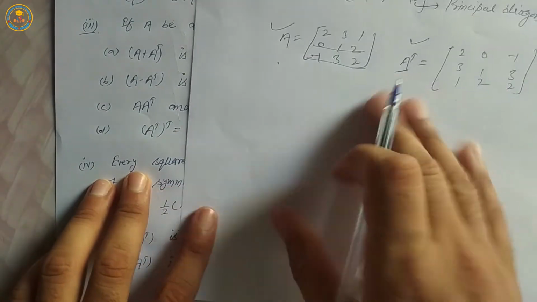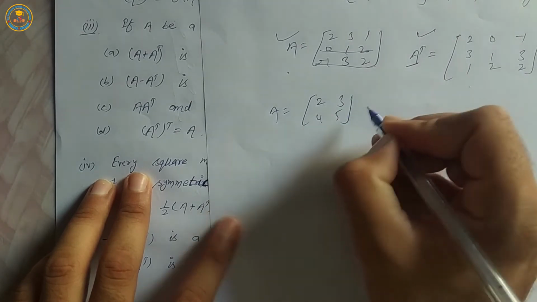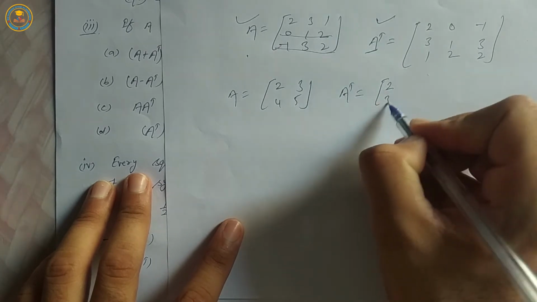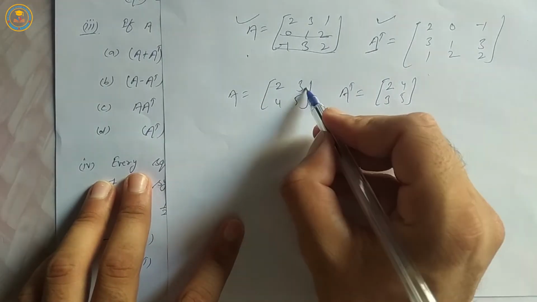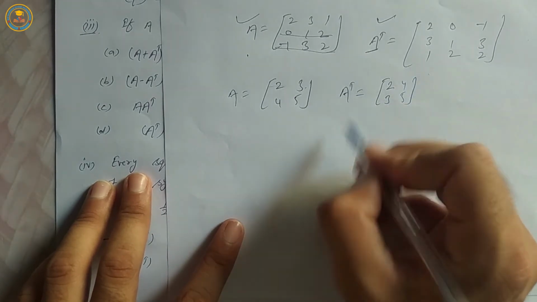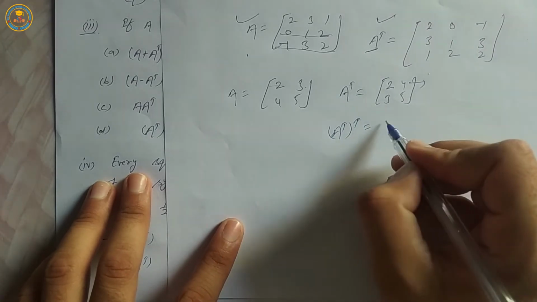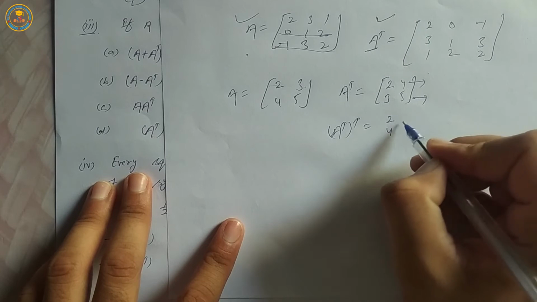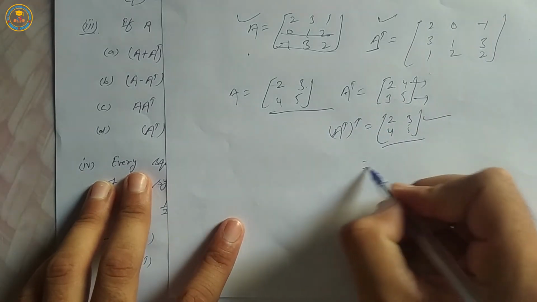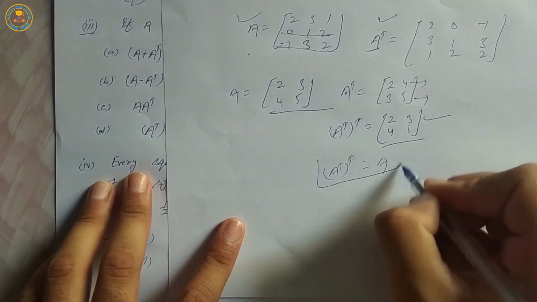For example, A is equal to [2, 3; 4, 5]. A^T is [2, 4; 3, 5]. Again, the transpose of A^T is [2, 3; 4, 5], which is equal to A. It means (A^T)^T is equal to A.